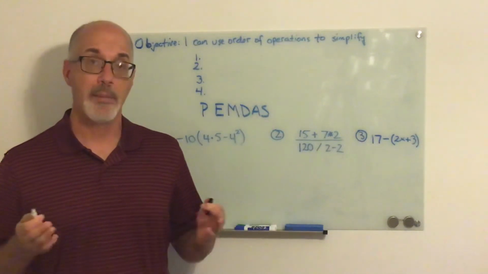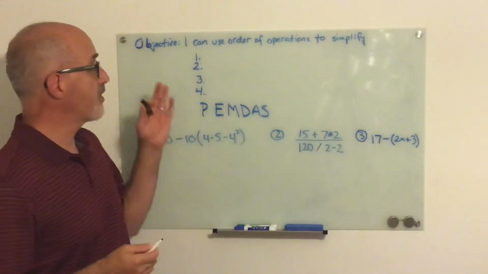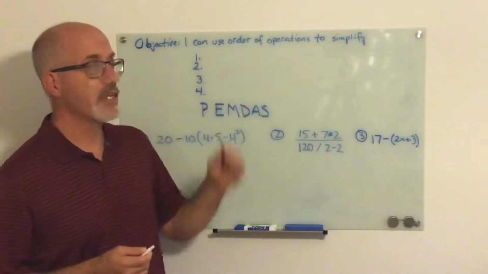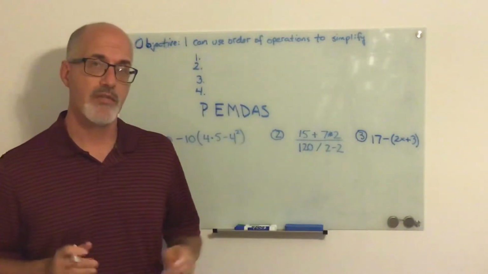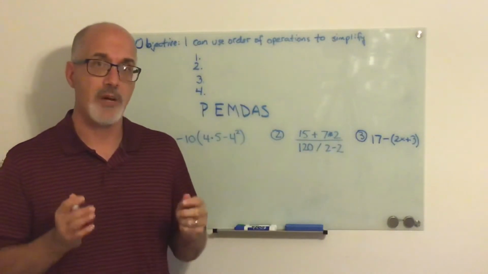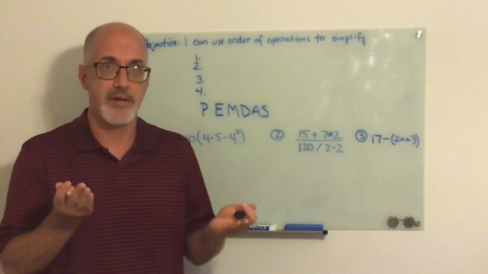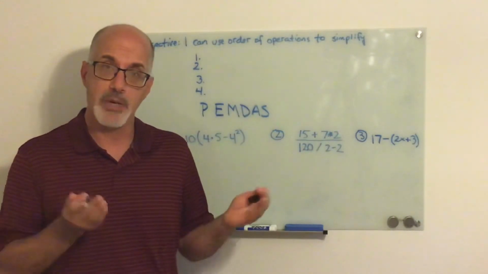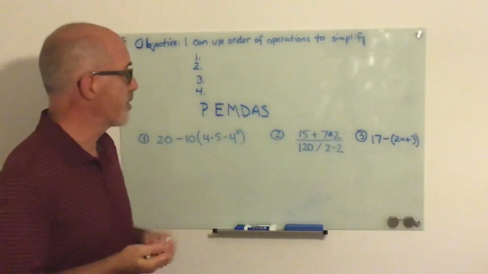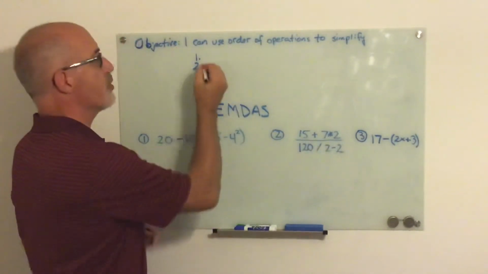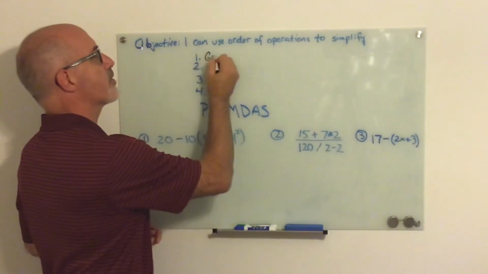This lesson will be about simplifying. So our objective is I can use order of operations to simplify. Order of operations are important because they help us determine, when looking at different operations in an expression, which one do we do first? So first of all, we would start with grouping symbols.